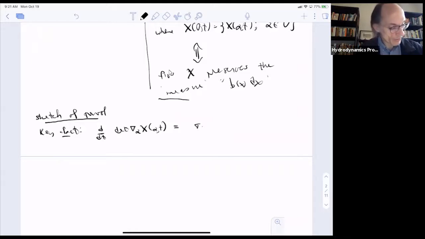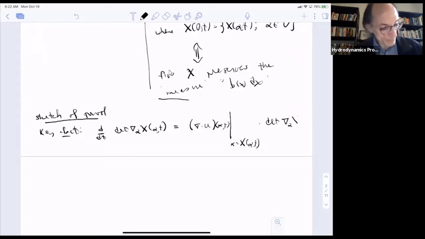Here, again, I'm assuming that X is the particle trajectory map generated by the flow U, by the velocity field U. Okay, and so the key fact is that when we differentiate the Jacobian determinant, we get this factor involving the divergence of U. This reduces to the fact that the derivative of the determinant function at the identity is the trace, which is pretty easy.